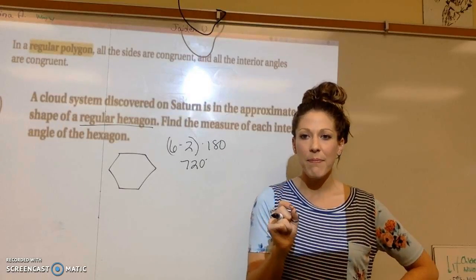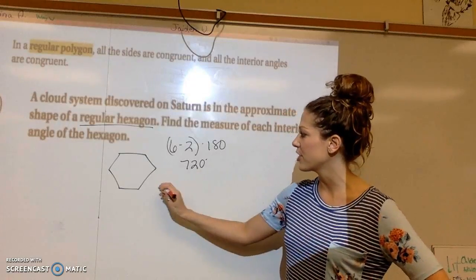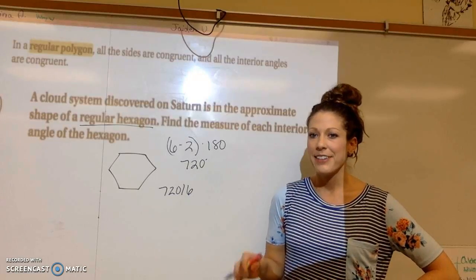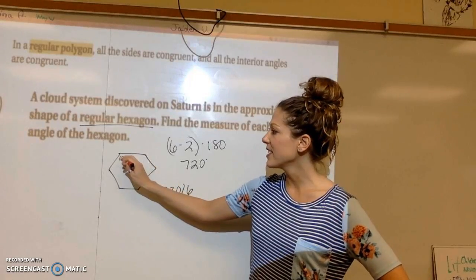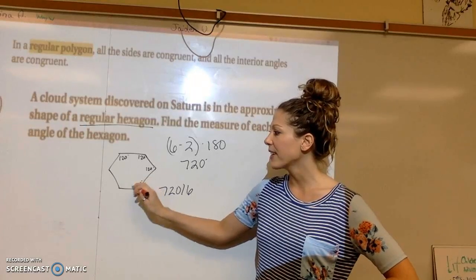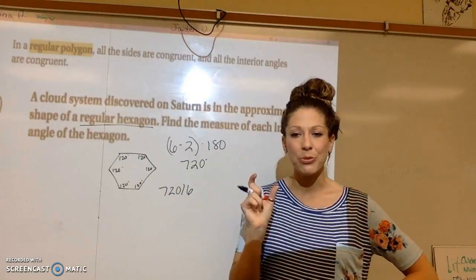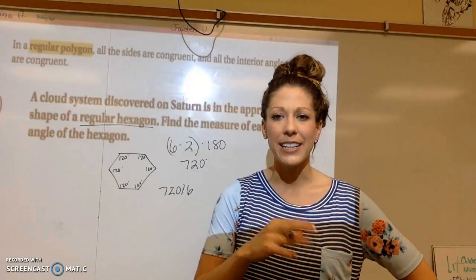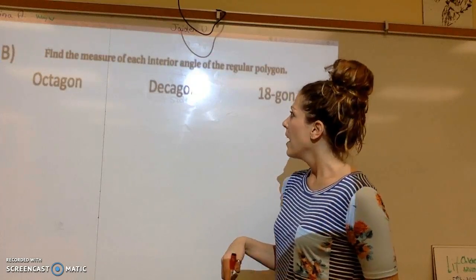So if we want to find the angle measure of each one, since there are 6 of them, we're just going to take 720 and divide that by 6. So 720 divided by 6, let's see, we get 120. So that means that every single angle of a regular hexagon is 120 degrees. That doesn't mean every hexagon has all 120 degree angles. That means if it's a regular hexagon, all the angles are 120 degrees since they're even, or like the same, congruent. So let's practice that a bit more with 3 more shapes.